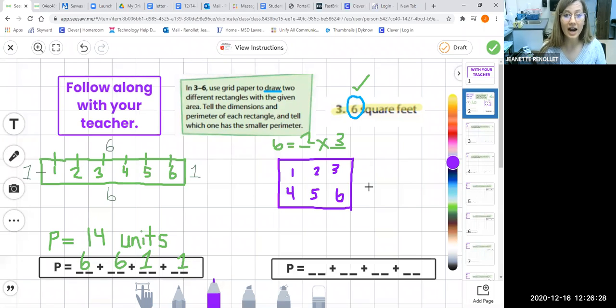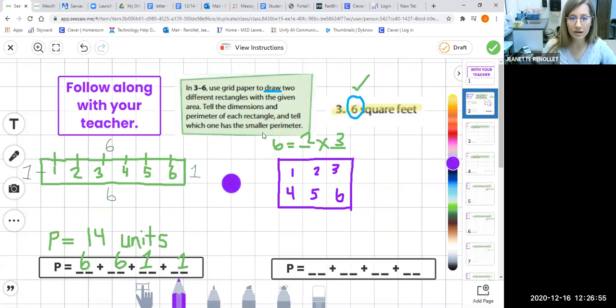So at first, I created a rectangle that was 1 row with 6 squares in it. Now we have a different one. We have 2 rows, 3 in both rows. Next, we need to tell the dimensions. That means we need to label our length and width.